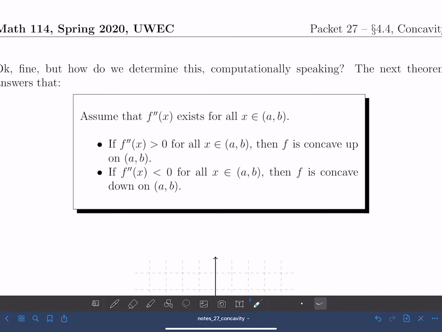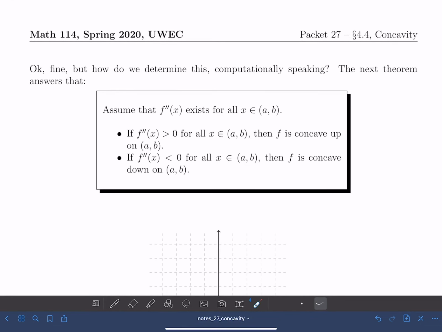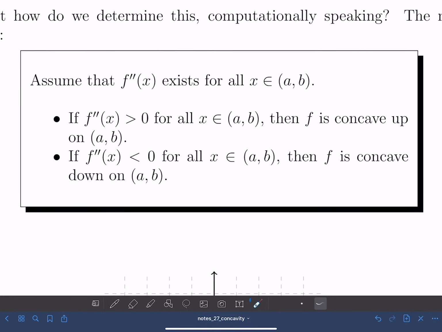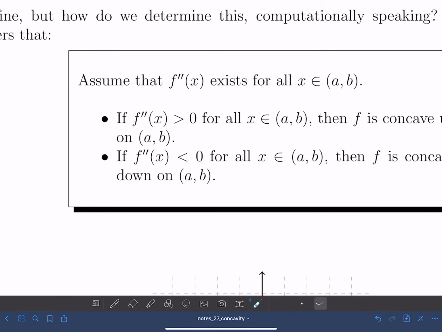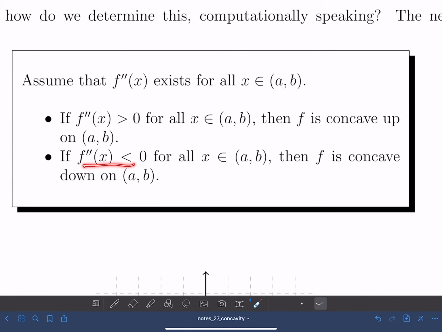But really, what's the computational tool that we're going to use to understand concavity? It's the second derivative. Because if the first derivative has to be increasing for it to be concave up, then the second derivative is positive, and that's exactly what's said here. If f double prime is positive, then f is concave up on (a, b). And likewise, if f double prime is negative, then f is concave down on that interval.